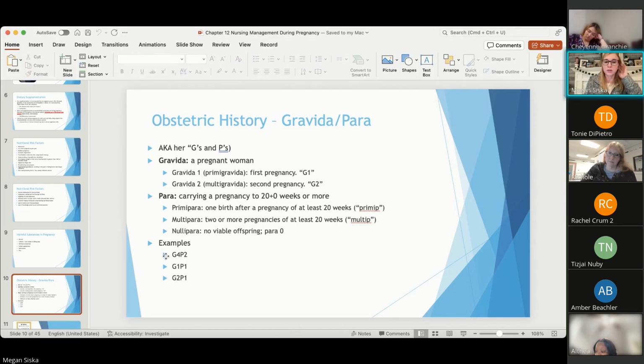So just some examples of how that would be written out. A G4P2. So she's had 4 pregnancies, 2 of which were delivered after 20 weeks. We don't know the specifics of anything else, so it's just real quick information. A G1P1, first pregnancy, and then she had 1 delivery.